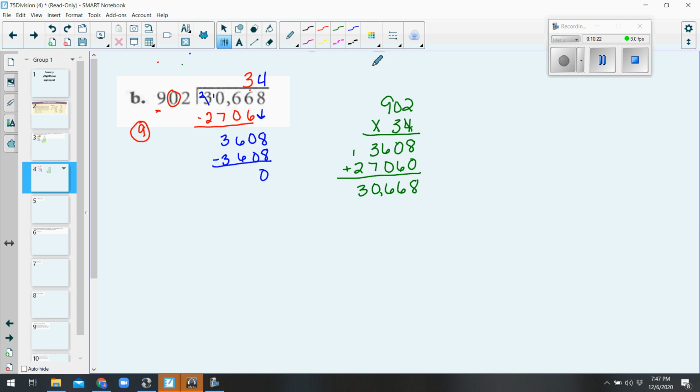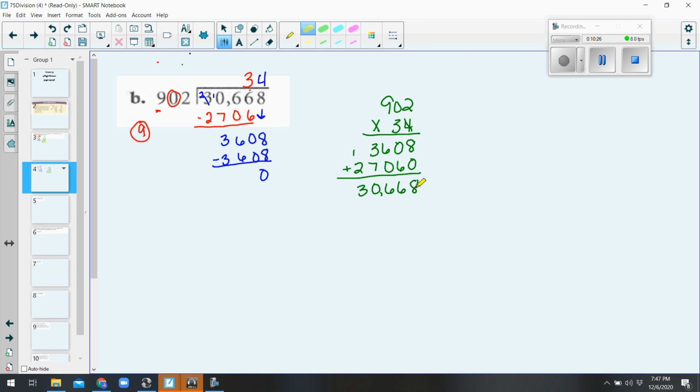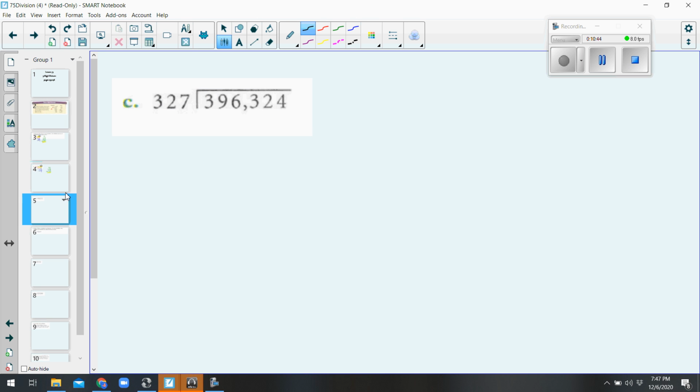Now remember, this answer that I get right here should be my dividend inside the house, and it is. So my answer, or my quotient, of 34 is the correct answer. Okay, let's go to 1C.